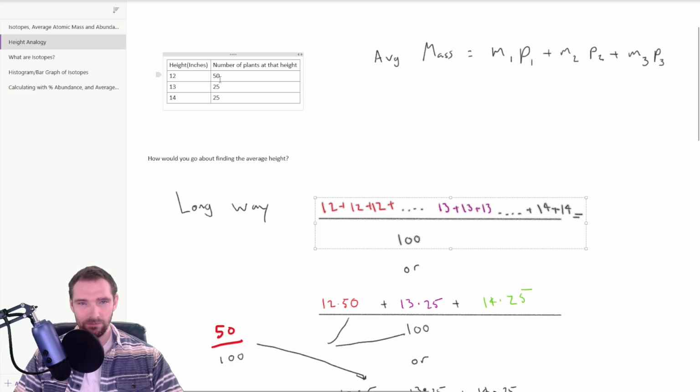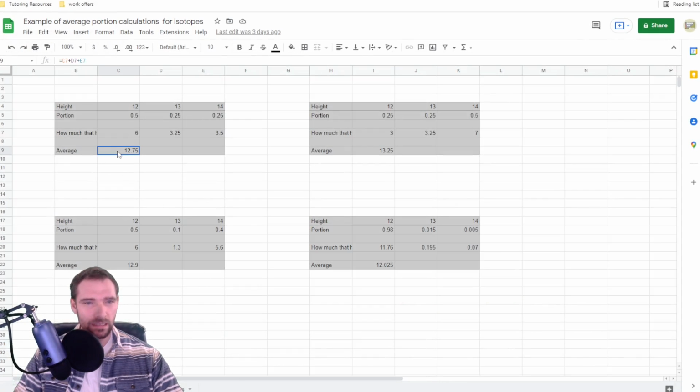You can write out 50 12s. I've just done dot, dot, dot to save some space. And then I could have 25 13s written out. And then 25 14s written out. And then we have 100 numbers written out. So we divide by 100 and we'd get the average. I believe if I did that calculation, I would get this number, the 12.25 or 12.75.